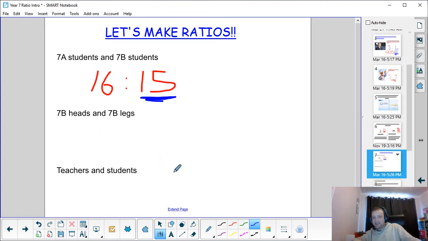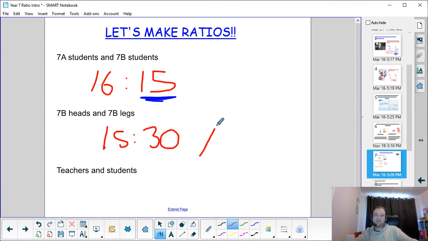So with 7B heads and 7B legs, we could go into the room, we could count their heads, right? There'd be 15 heads in the room. If we counted legs, there'd probably be 30, right? That would be an unsimplified version of it. Another way of thinking about it would be, for every one head in the room, there are 2 legs, right? So we could just do that from the start, knowing how many heads and legs are compared with each other. Or there is a way of turning 15 and 30 into 1 and 2, which I'll give you on the next slide.